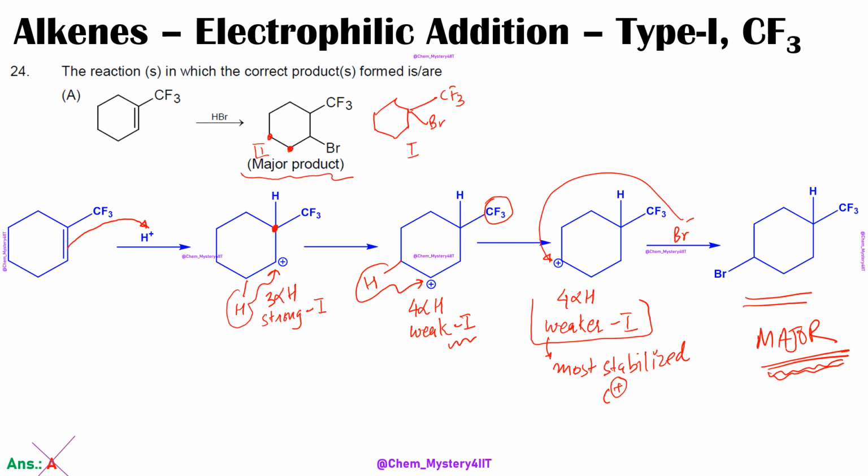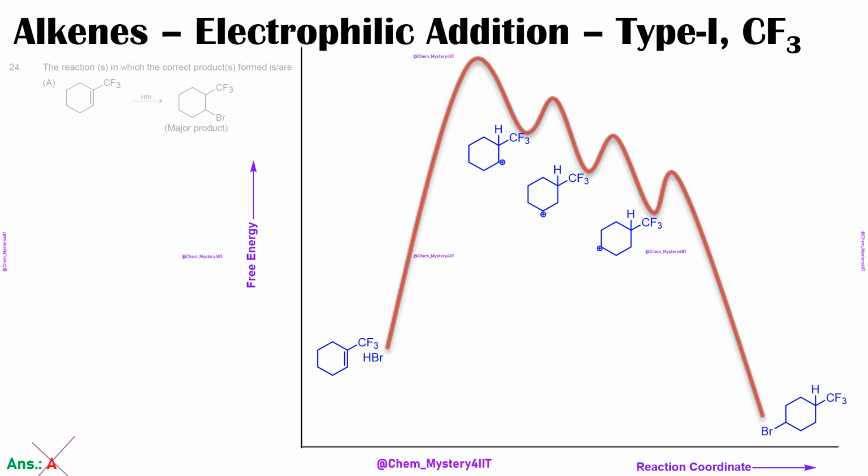We can visualize this thing on the energy profile diagram as well. Here is the energy profile diagram. So we are having CF3 and HBr. This is the relative free energy for these two reactants. And then as the pi bond is being broken, HBr is going to attack. This is the transition state.